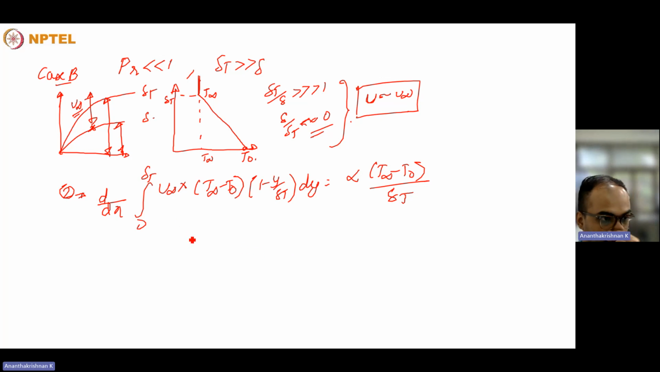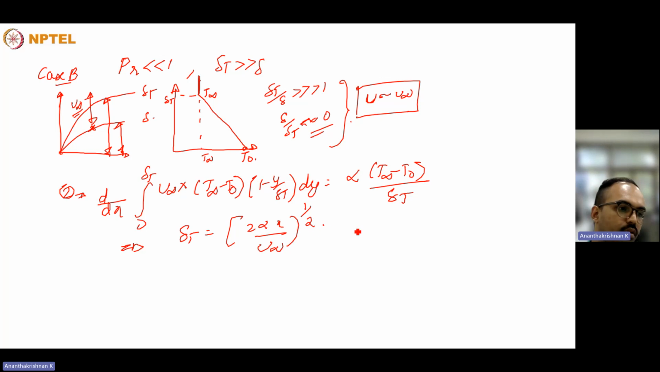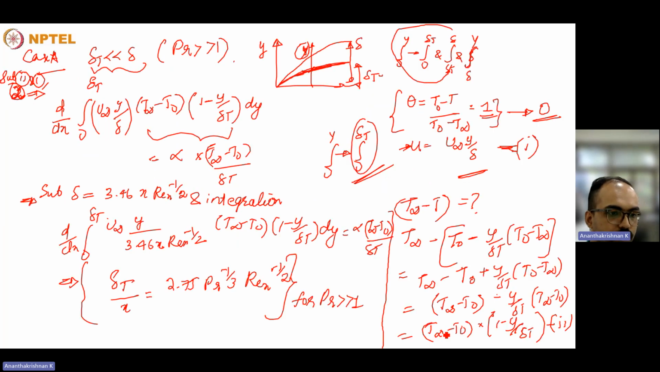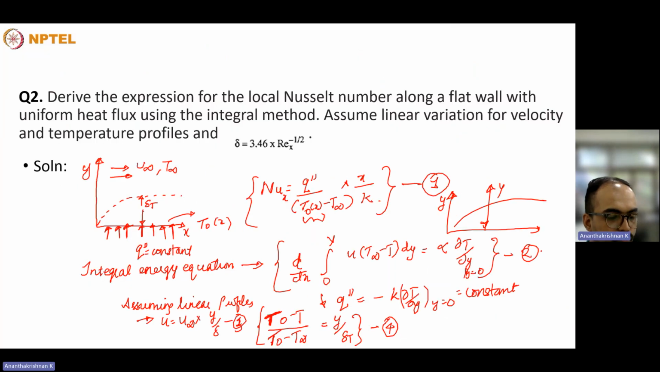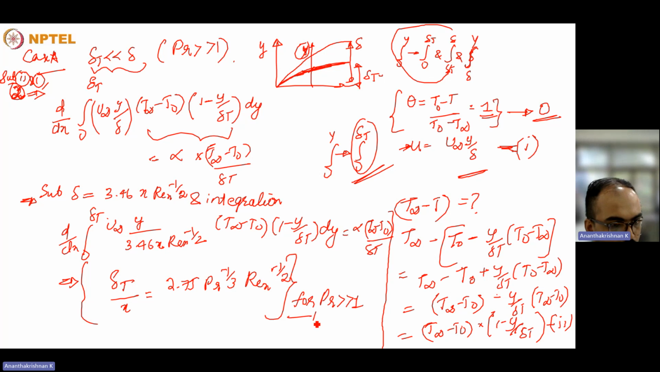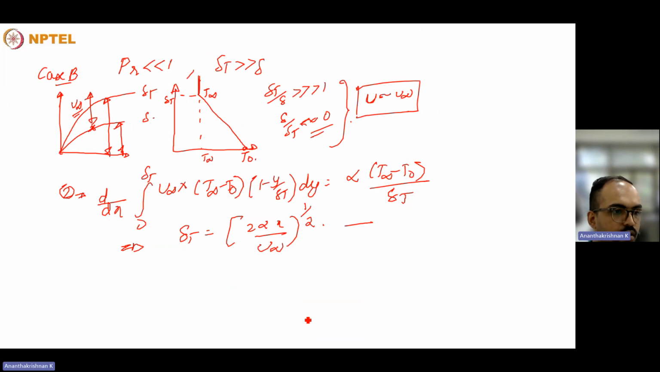Here this is comparatively simpler because everything else is a constant, and it is a function of only delta T. Integrating the left and right sides, we get delta T is equal to 2 alpha x divided by u infinity, the whole raised to 1 by 2. So this is the equation. We denote this as equation 5 for Prandtl number greater than 1, and this as equation 6 for Prandtl number less than 1. So we know the value of delta T for both the cases.